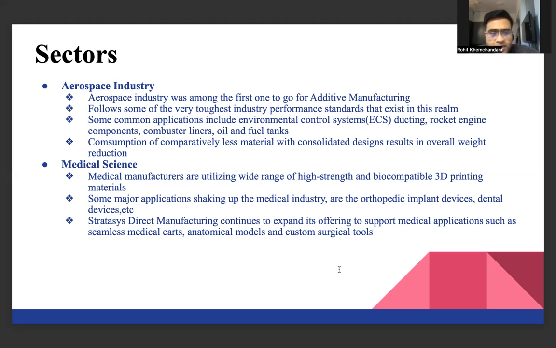Medical: medical manufacturers are utilizing a wide range of high-strength and biocompatible 3D printing materials. Some major applications shaking up the medical industry are orthopedic implant devices, dental devices, etc. Stratasys Direct Manufacturing continues to expand its offering to support medical applications such as seamless medical cards, anatomical models, and custom surgical tools.